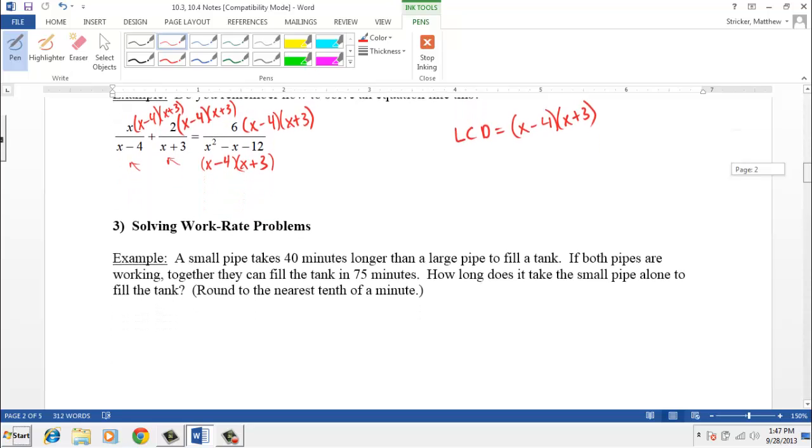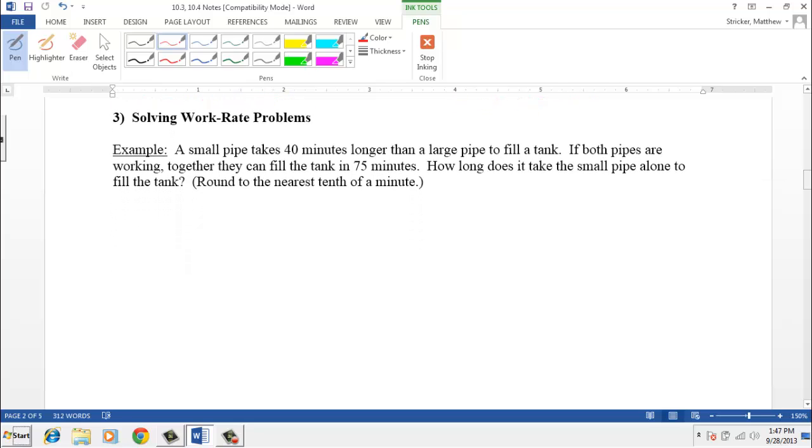Let's now take a look at an application problem. So these are the shared work problems, also called work rate problems. And they have to do with what happens when you solve a problem that has two different things sharing work. When you have maybe one person that can paint a house and another person that can paint a house, and how much faster the job happens when the two people work together.